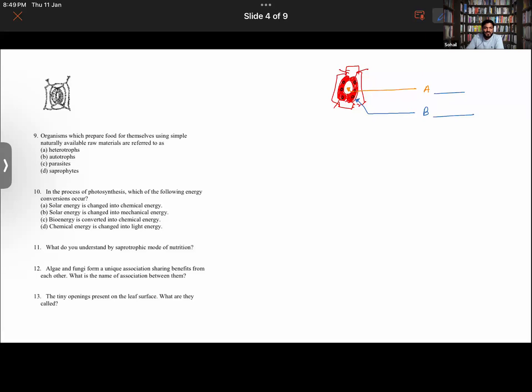Sindhu, send it on the group. Okay? Send it in the group. Also write your name on the paper. Okay. Sir, I'm writing in a... Okay.